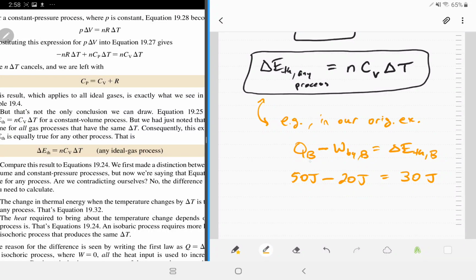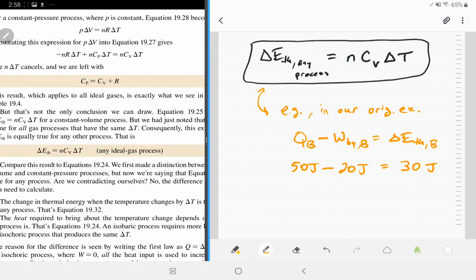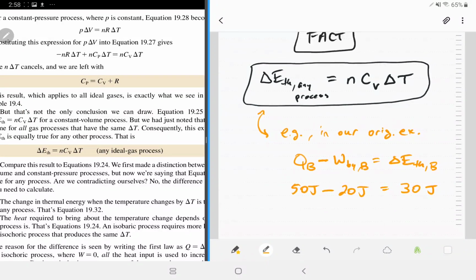So even though this is an isobaric, constant pressure process, the delta E here is the same as the delta E that an isochoric process has for the same delta T. And that's nCV delta T. So this will be really useful because you can apply this to any process. This formula is for any process, and that's what's so special and so nice about it. Any process.